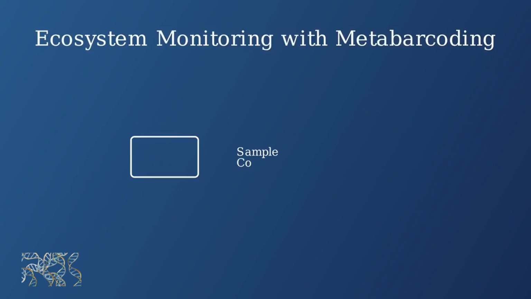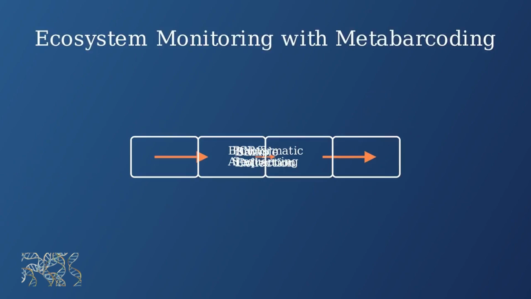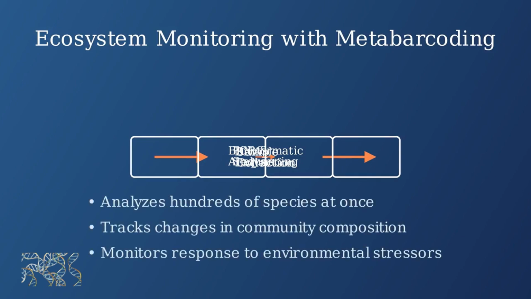Genetic ecology enables monitoring of ecosystem health through techniques like metabarcoding, where bulk samples or environmental DNA are analyzed to detect multiple species simultaneously. This technique has proven invaluable for tracking changes in community composition over time, especially in response to environmental stressors like climate change or habitat fragmentation.